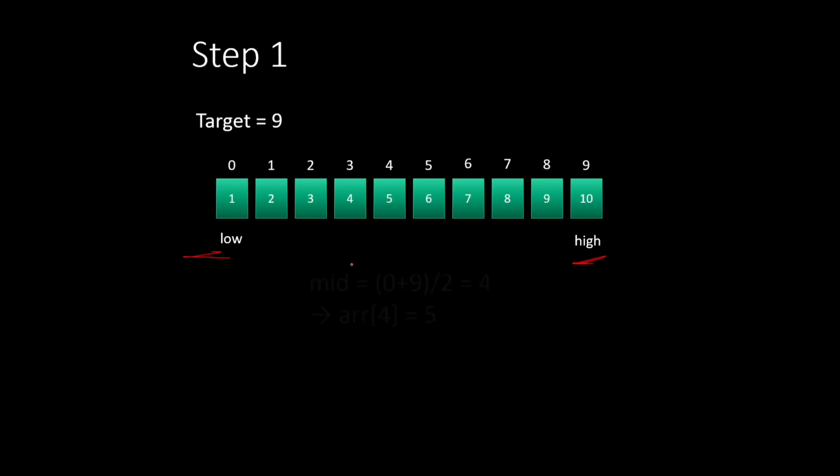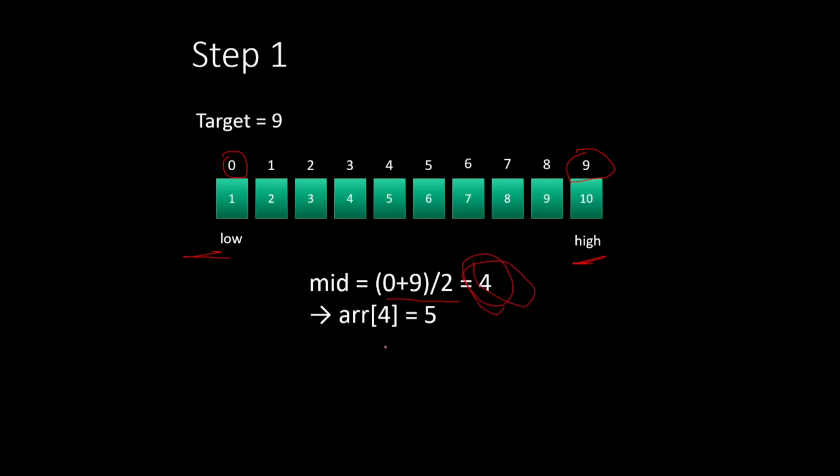Now let's calculate the mid. Low plus high by 2 is the formula of the mid. The low index is 0, and the high index is 9. So (0 plus 9) by 2 is 4. And what is there at index 4? The element 5. Let us check whether 9 is less than or greater than 5.